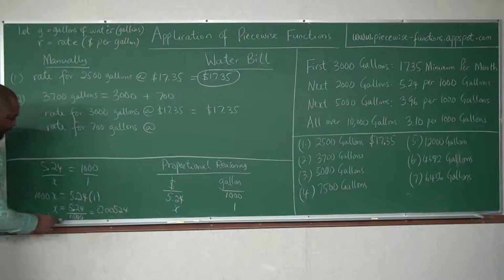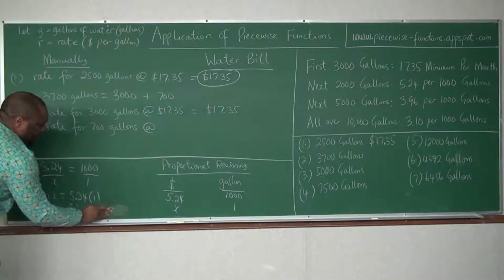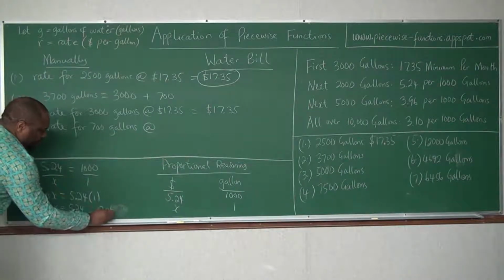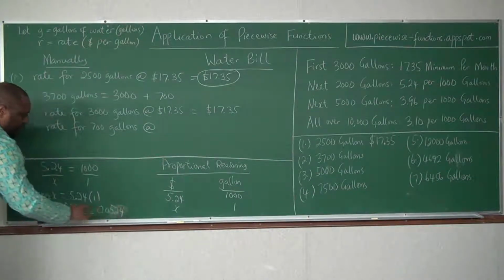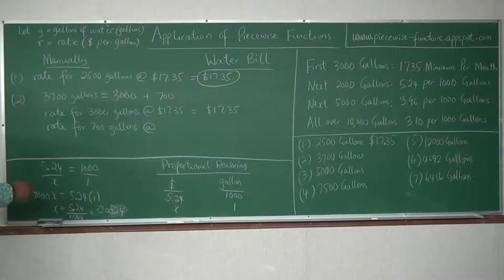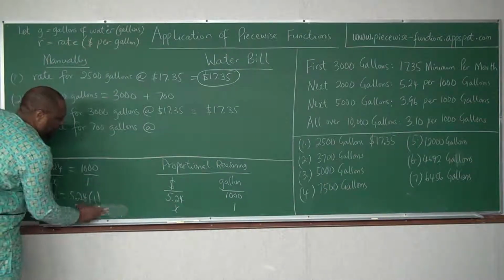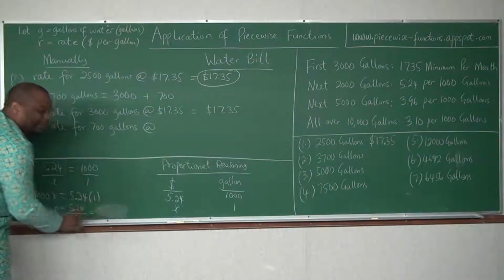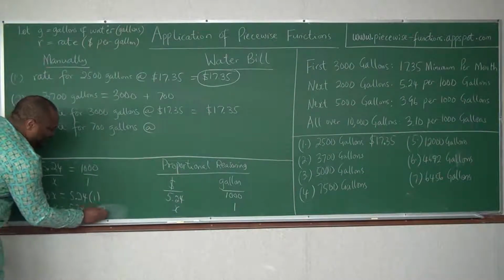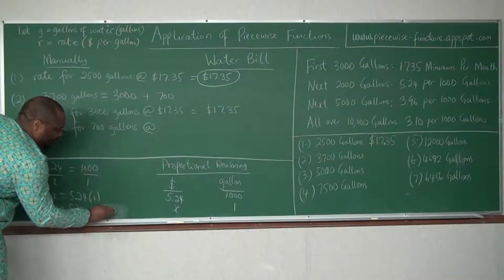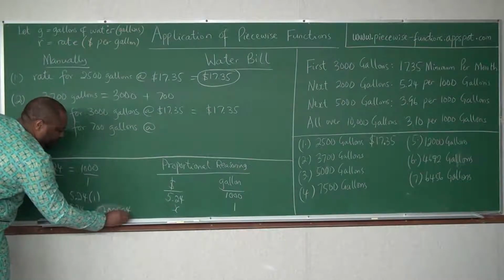0.00524. Okay, 0.0524. 0.0524. 1, 2, 3. I'm sorry. 0.00524. My bad. I was really divided by 100. So 0.00524. Okay?